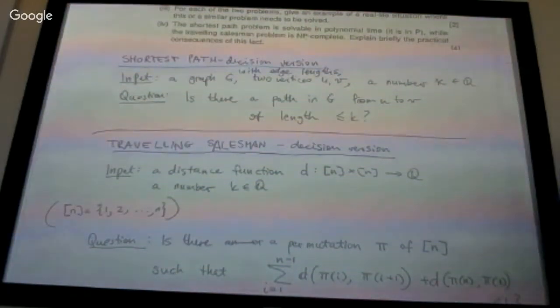The shortest path is solvable in polynomial time, as we know. These two facts, in fact, it should be.